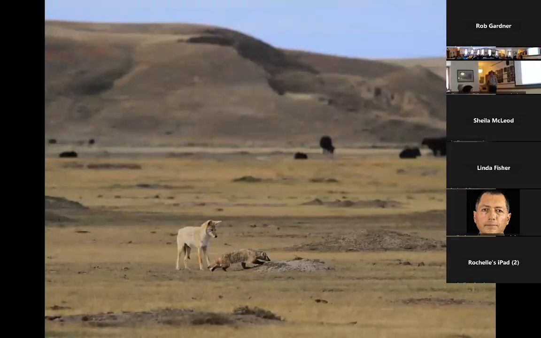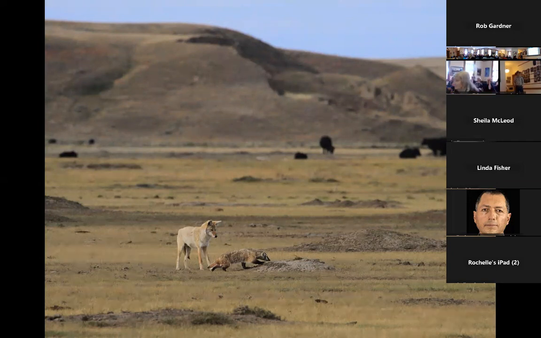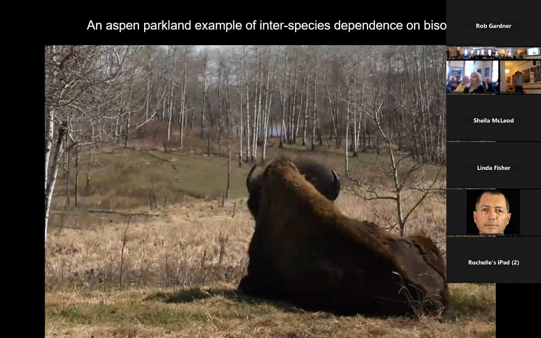So it's fun to watch them. And this has been reported in the literature elsewhere as well. There's cattle in the background. This typically happens with our bison. Next. In the Aspen Park, this is Elk Island National Park.